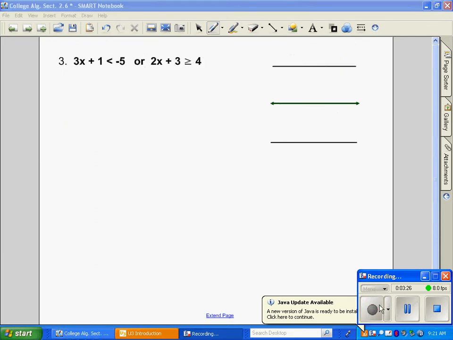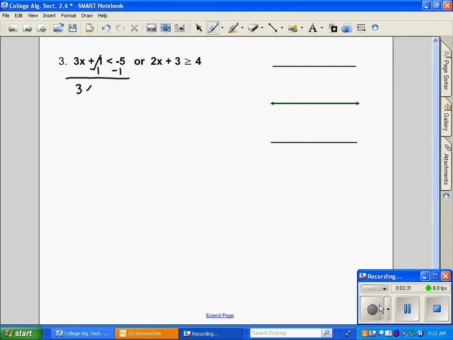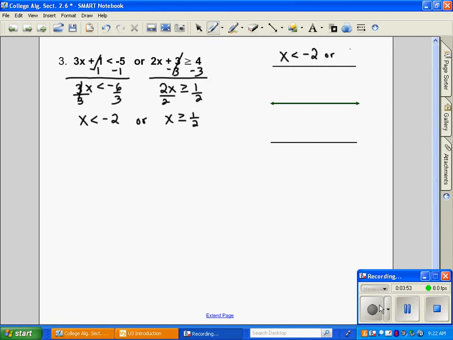Now we have an OR inequality. We want to solve each one of these individually. So we get 3x is less than negative 6, divide by 3, x is less than negative 2. On this side, we're going to do the same thing, solve for x, and we're going to get 1/2. So x is greater than or equal to 1/2. And we bring down our OR, so this goes over here in our top solution. Now negative 2 comes before 1/2, so I'm going to put that there.